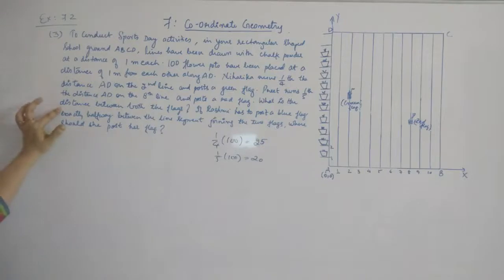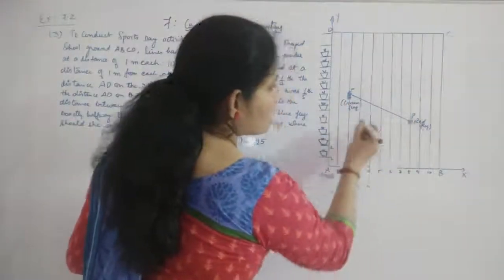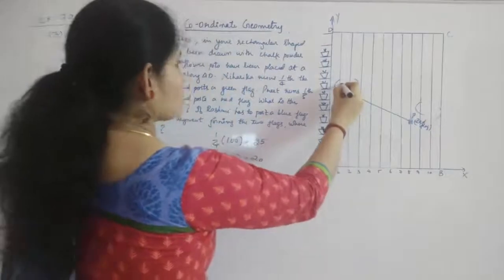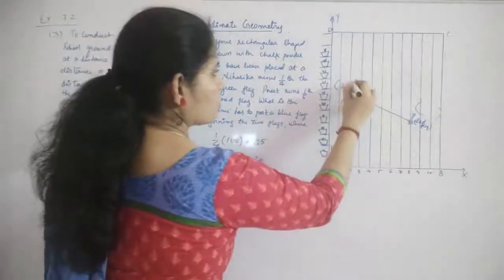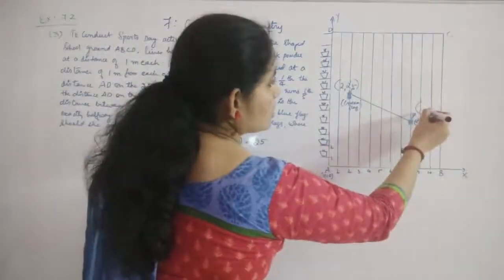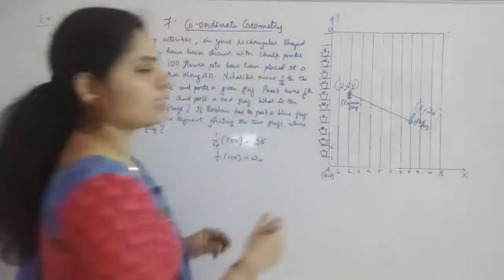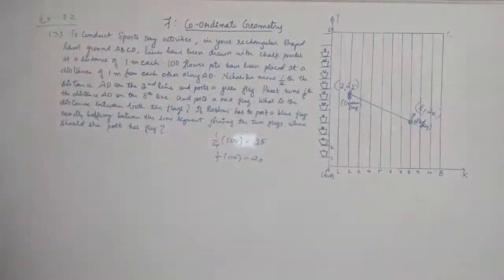Now the question is, what is the distance between the flags? Between the two flags, what is the distance? So for that, first we write what is the coordinate of both. What are you getting as the coordinate? Here you got the coordinate is second line and 25. Understood how you got that 25? And the coordinate of the red flag will be 8, 20. Now you can just use your distance formula to find out the distance between the green flag and the red flag.